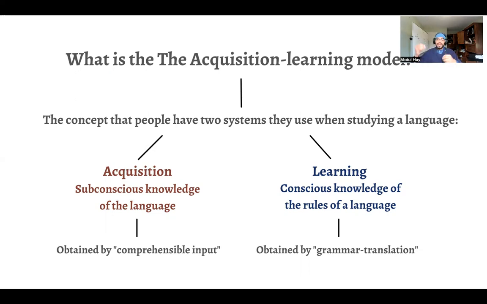Because you actually know, okay, in English, the subject's supposed to come here, then the predicate is supposed to come there, and then the verb's supposed to come here. Like the actual conscious knowledge of the rules, that's the learning system. Okay, so these are the two systems that people have when they're learning a language.